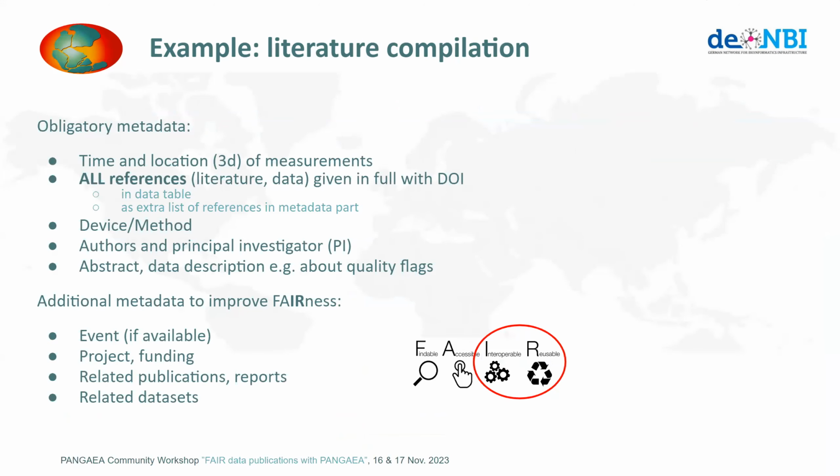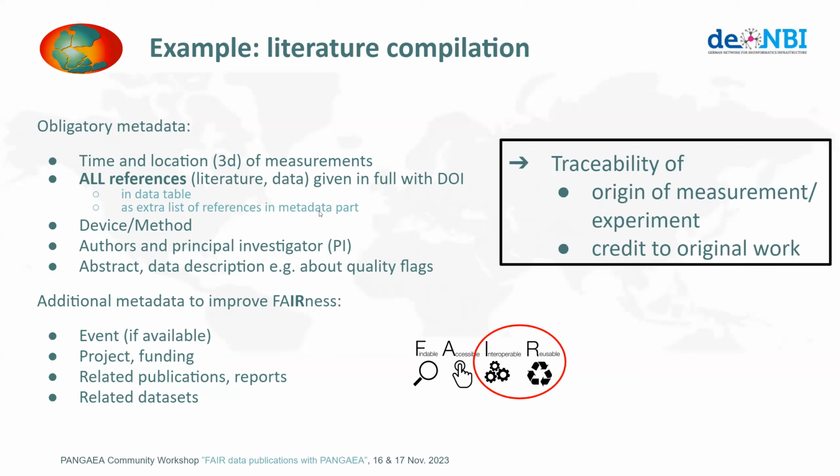And it's very important that you give a complete list. So you have the time and locations of your measurements. Plus, it's very important that you give all the references, not only of literature, but also of data. And you need to give them in full with a DOI. And that list is in your data table, and it will then appear additionally as an extra list of references in the metadata part. And this is to give a traceability of the origin of the measurement and to credit the original work. This is actually very important.